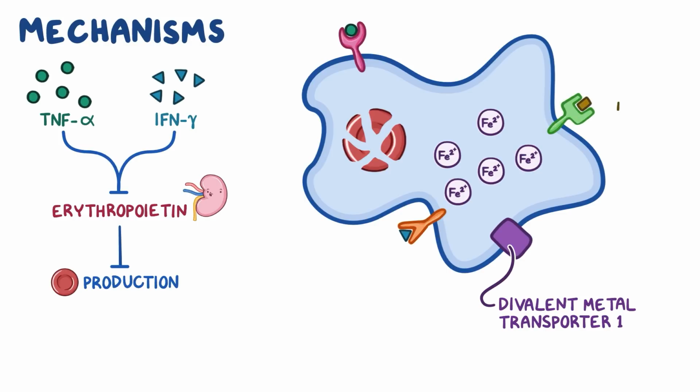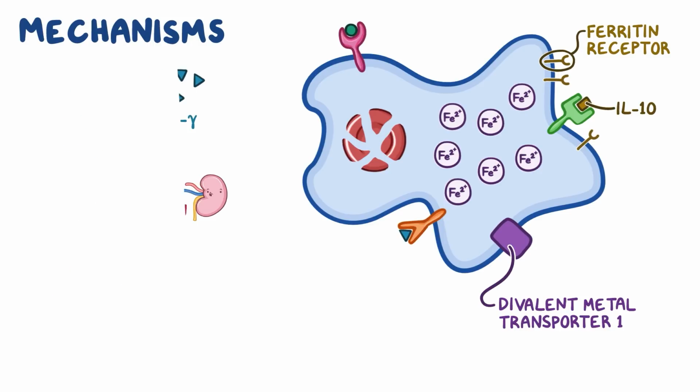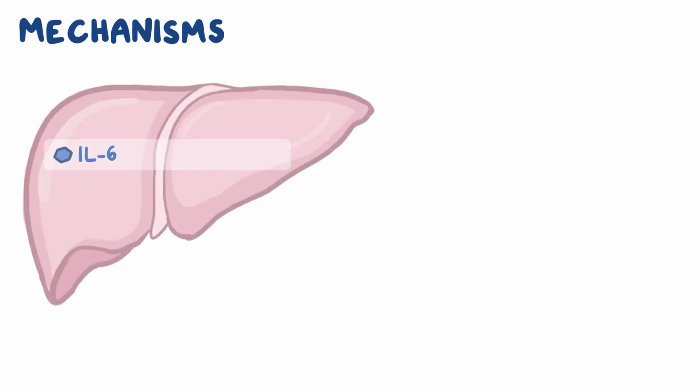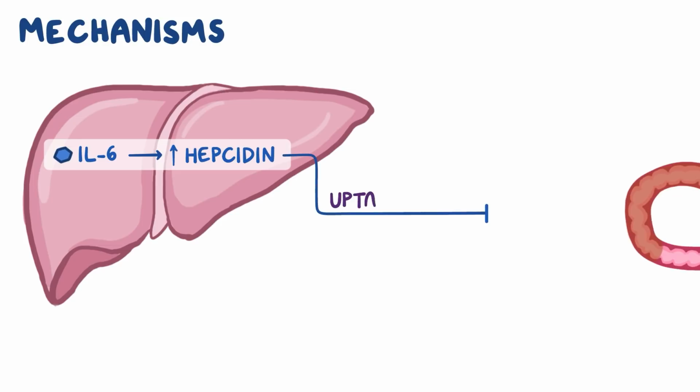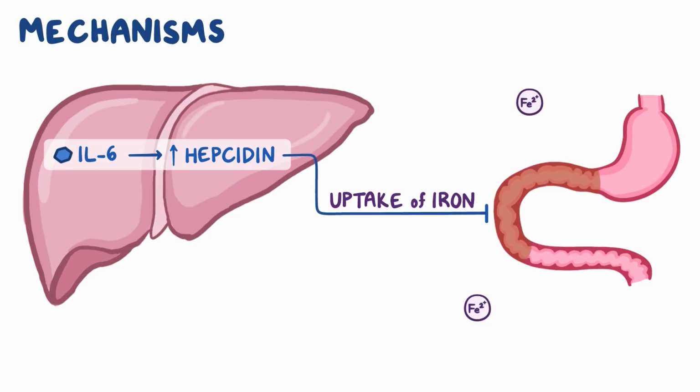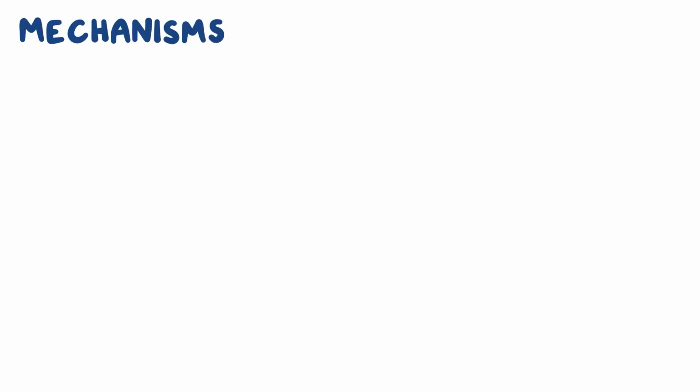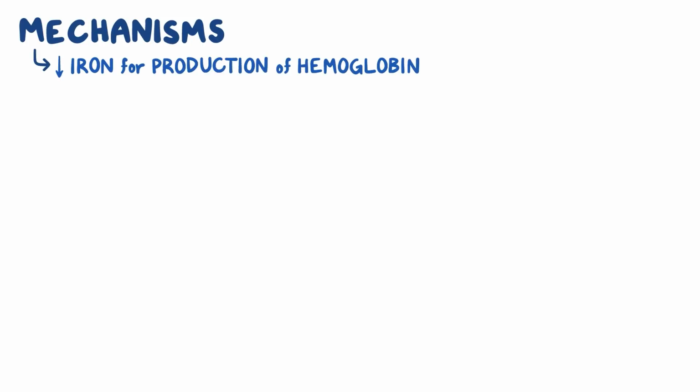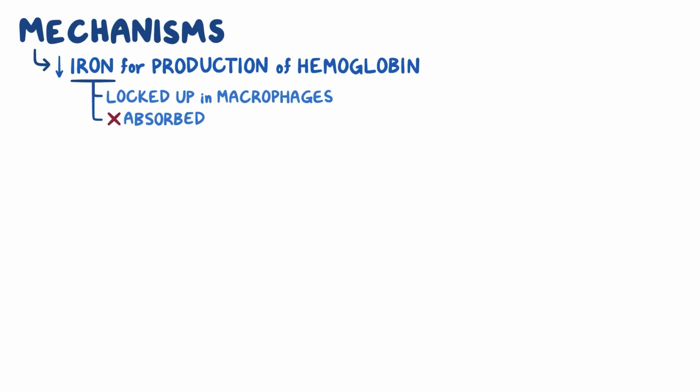Another cytokine called IL-10 mediates the expression of increased ferritin receptors on the surface of macrophages, which then sequesters even more iron. Finally, IL-6 also works in the liver by increasing production of a molecule called hepcidin, which blocks further uptake of iron from the small intestine. The culmination of all these processes results in inadequate iron available for the production of hemoglobin. So with iron either being locked up in macrophages or unable to be absorbed, fully productive hemoglobin-laden RBCs cannot be produced.